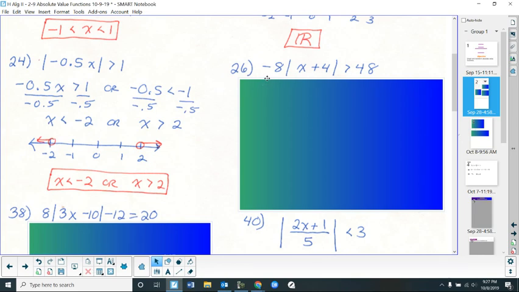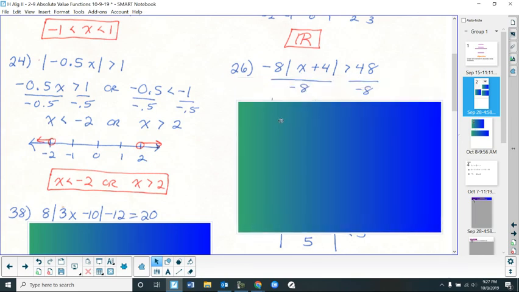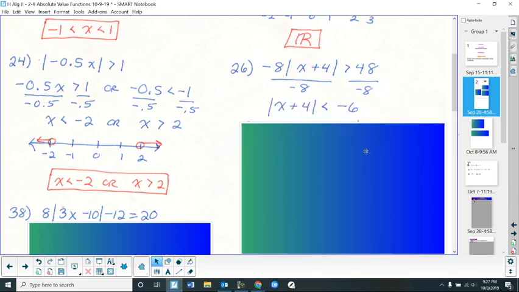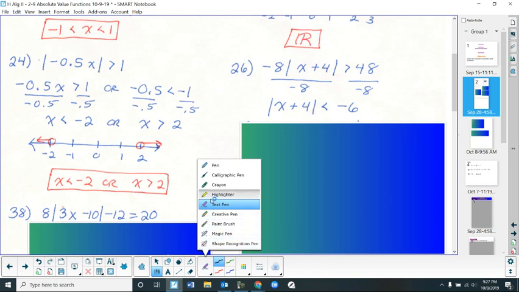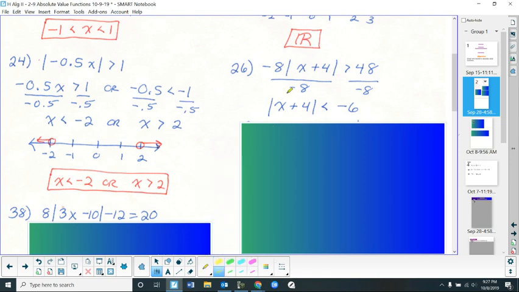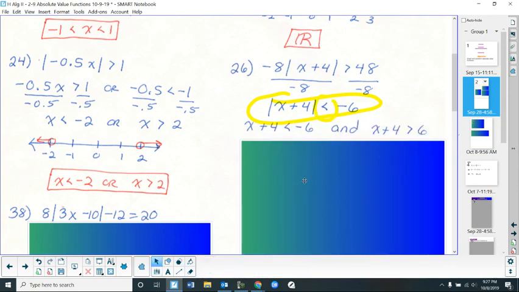Okay, problem number 26. I had to divide both sides by negative 8. When you divide by negative 8, you flip that sign. So here's my isolated absolute value. Now, I always have a couple questions about when you make this an and or an or, which one do you use? I'm going to tell you right now, when you make it an and or an or, you have to go to your isolated absolute value. So you're going to go to this one. And since it's less than, you're going to make it an and inequality.